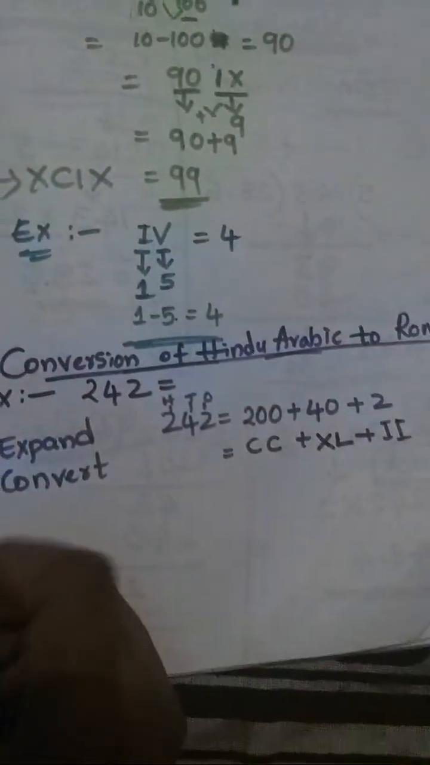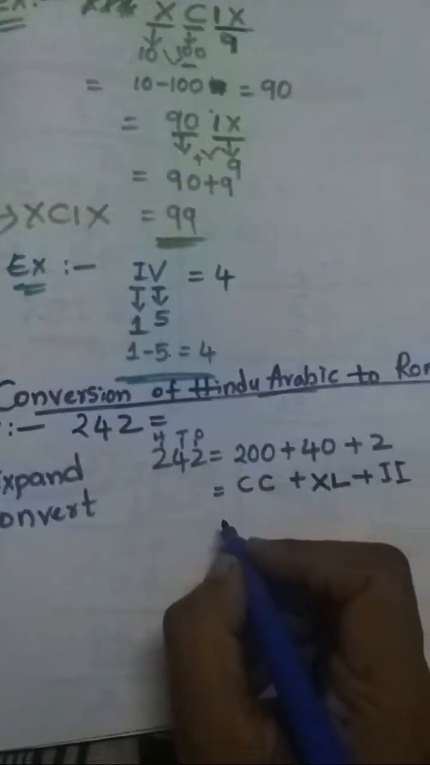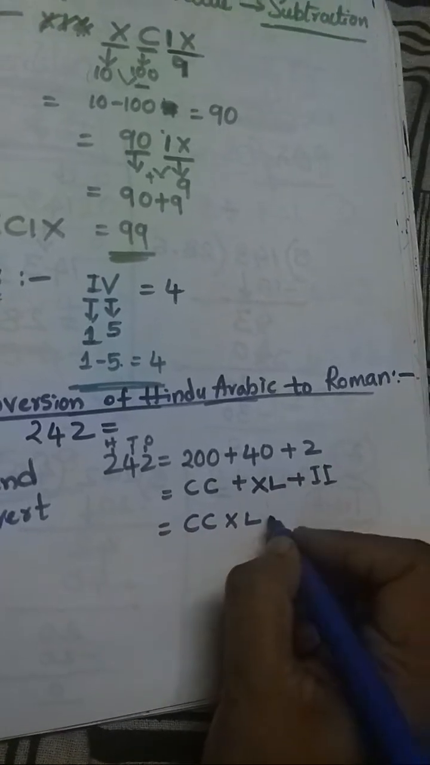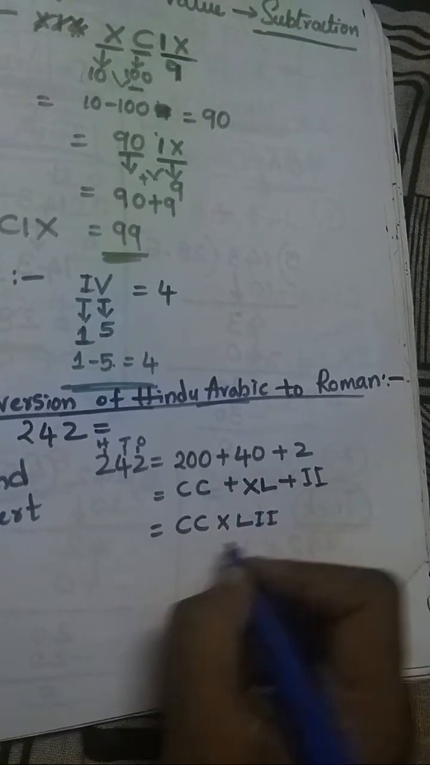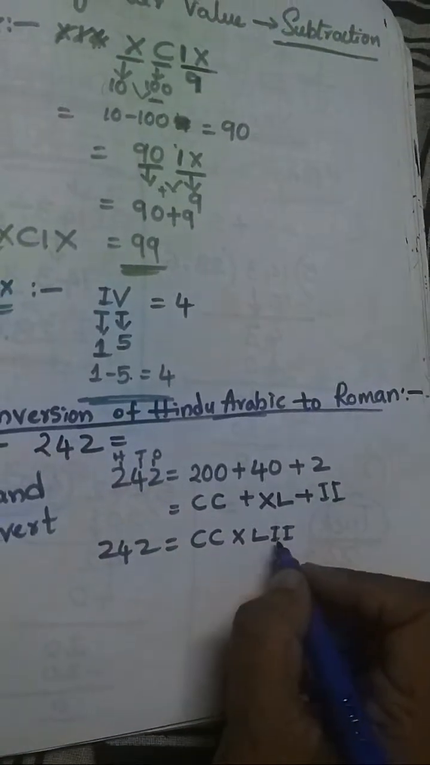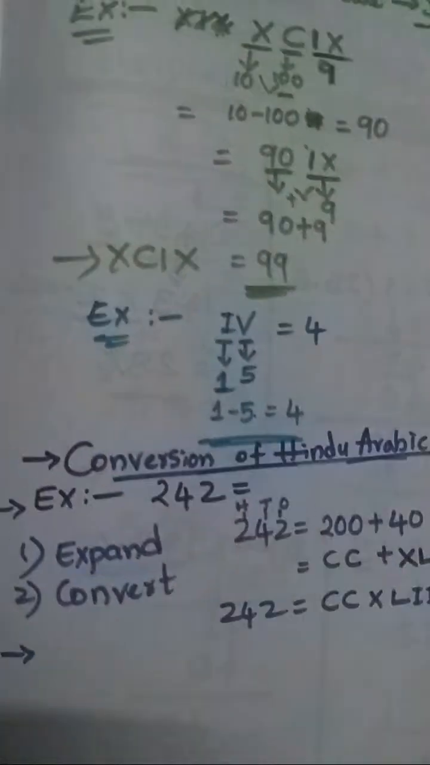Now this becomes CC. Completely write it down, adding this I's. So 242 means CCXLII. Like this we have to convert.